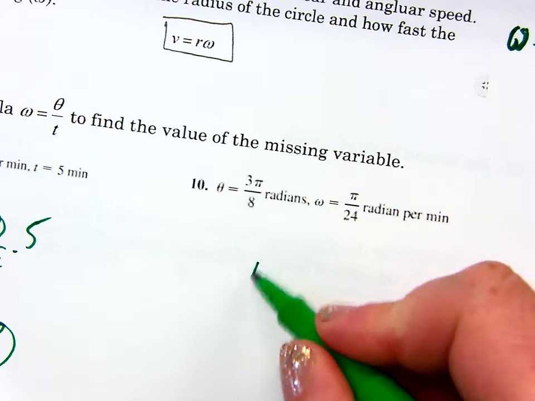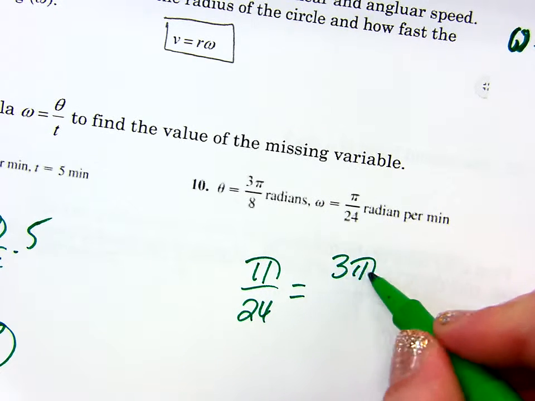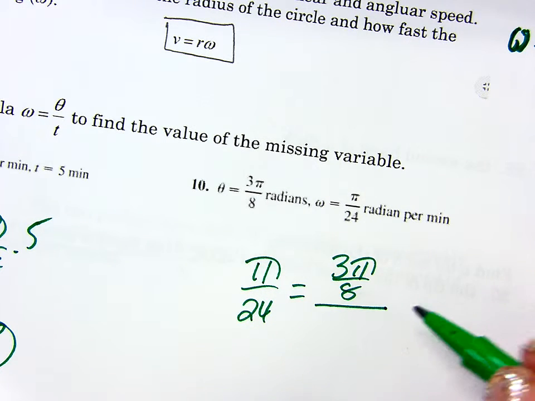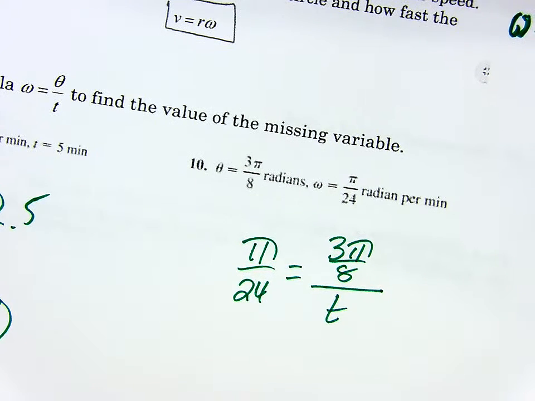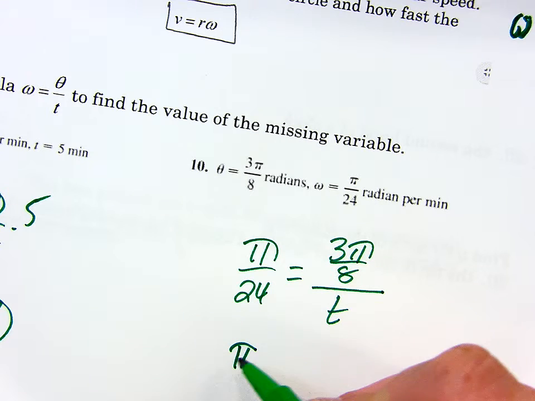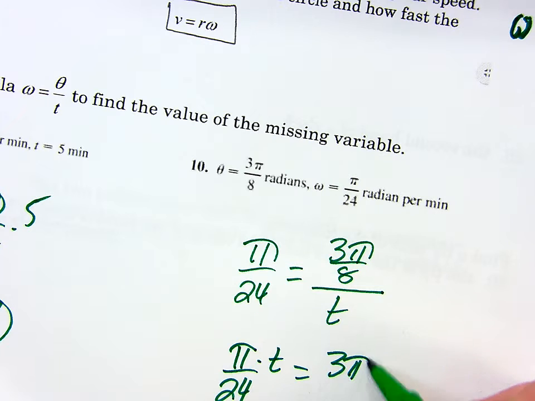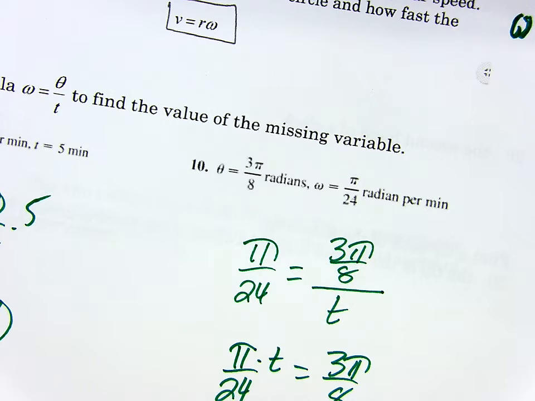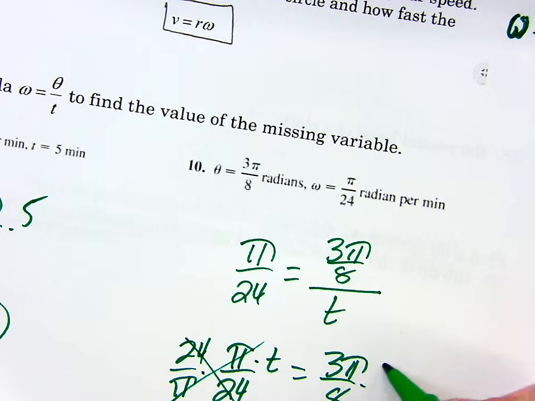Let's see. I have pi over 24 equals theta, which is 3 pi over 8, all over time. Huh. How am I going to solve this one? Sure, multiply both sides by t. Then I'll have pi over 24 times t equals 3 pi over 8. Now what? Why not multiply both sides by 24 over pi and get those out of the way?